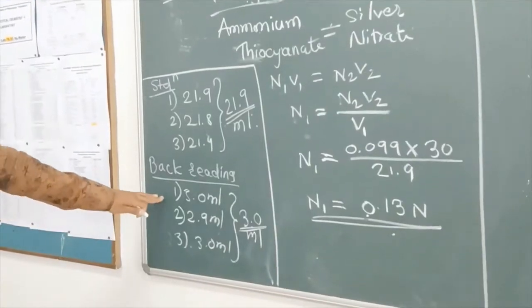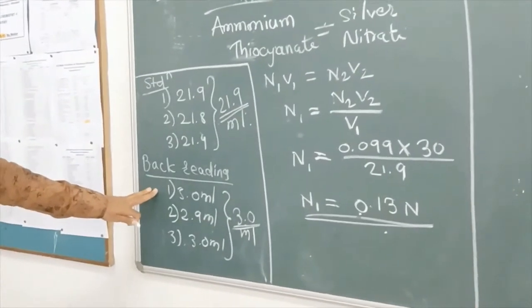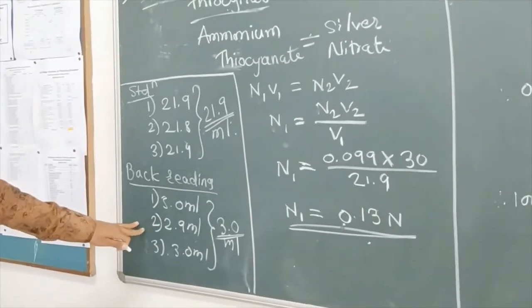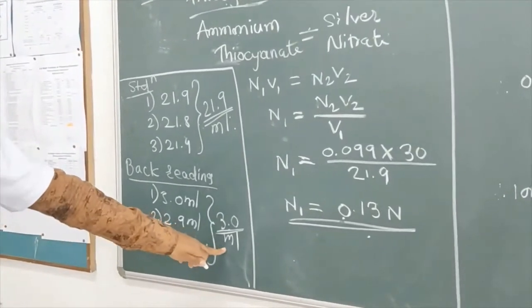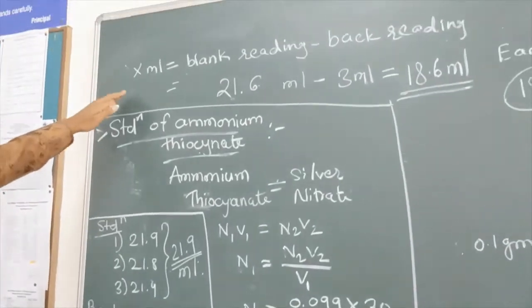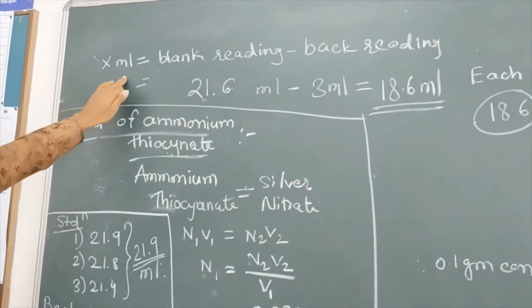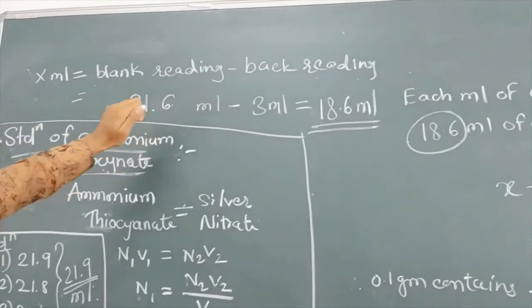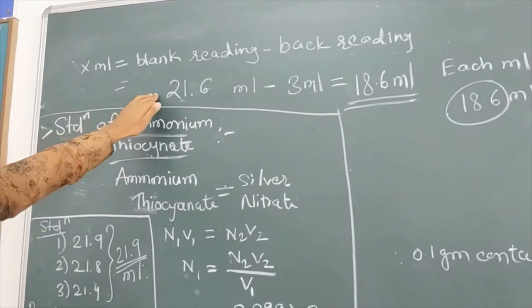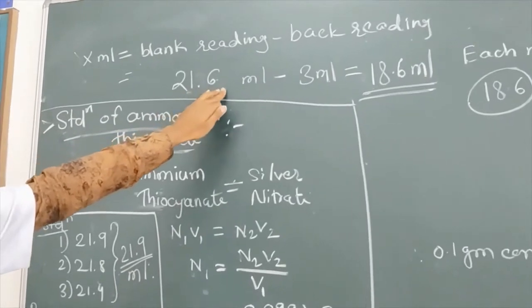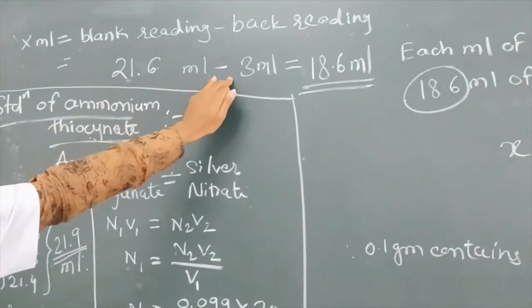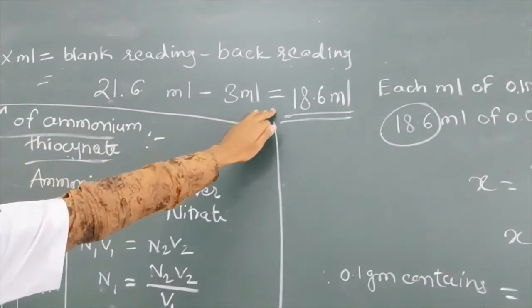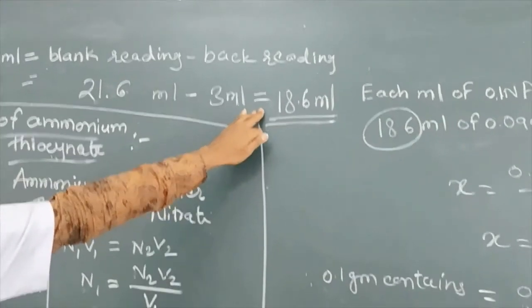The readings for back titration are 3 ml, 2.9 ml, 3 ml. The mean is 3 ml. Then we have to find out X ml. X ml is equal to blank titration reading minus back titration reading. It is found that 21.6 ml blank reading minus 3 ml back reading is equal to 18.6 ml.